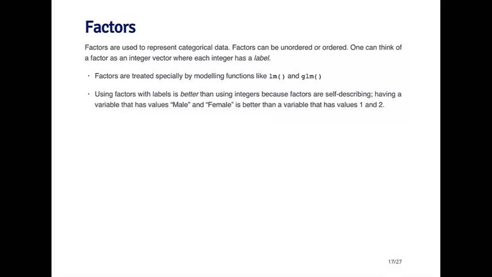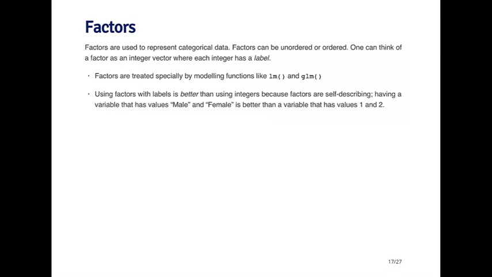For example, in many universities you'll have assistant professors, associate professors, and full professors. Those are categorical, but they're ordered. You can think of a factor as an integer vector where each integer has a label. So for example, you can think of a vector as 1, 2, 3, where 1 represents a high value, 2 represents a medium value, and 3 represents a low value. So you might have a variable with values high, medium, and low, and underlying in R it's represented by the numbers 1, 2, and 3.